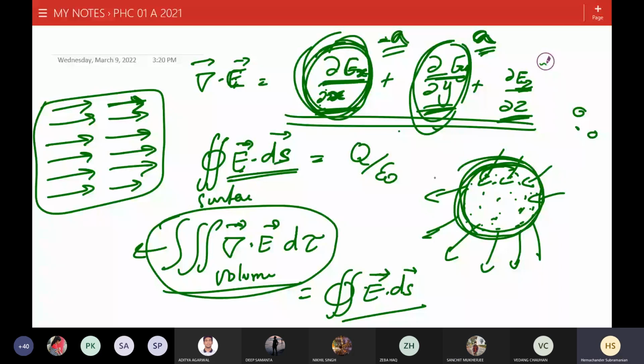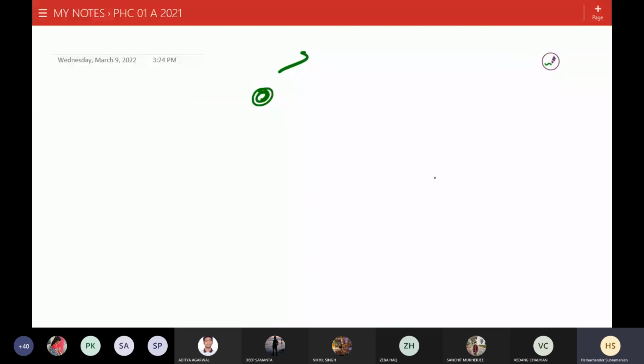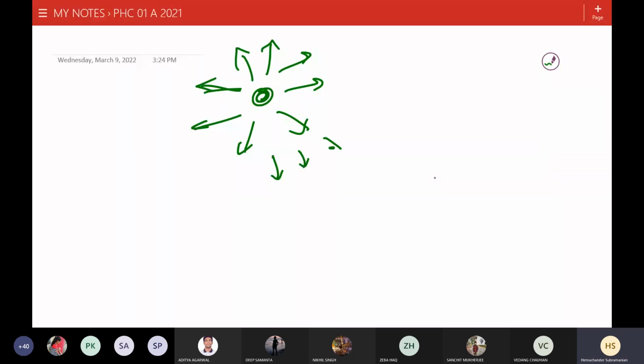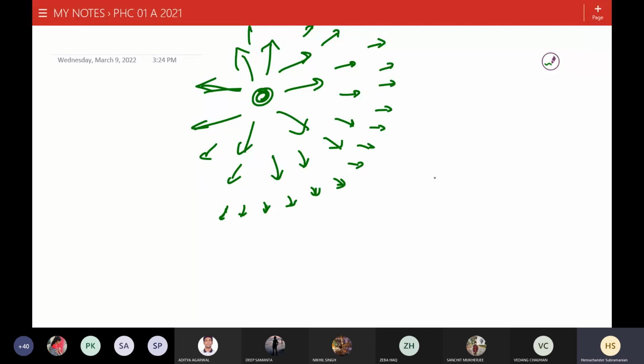Let me draw that again. Let's say you have a charge. You have a high electric field right next to the charge, right? And then as you go farther, your electric field is reduced. You go a little farther, your electric field becomes even smaller. It goes as 1 over r squared. The electric field is 1 over r squared, right?